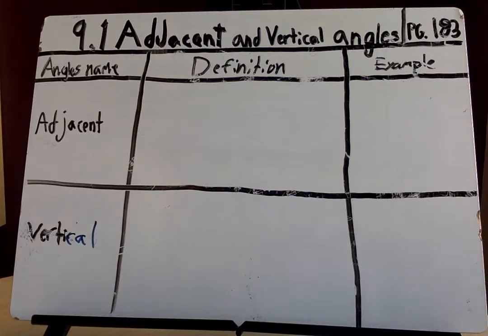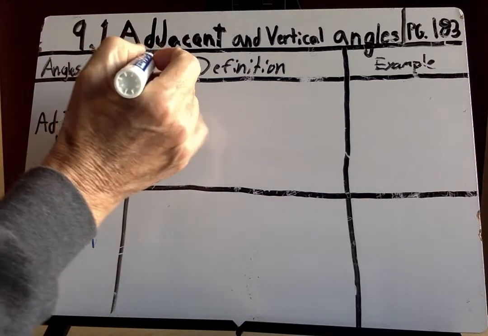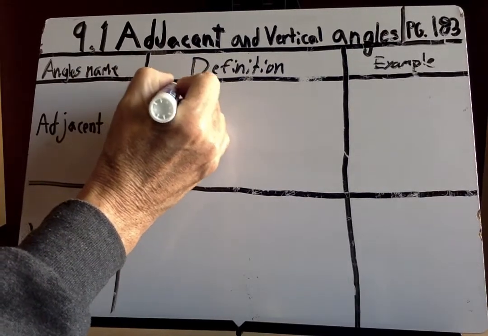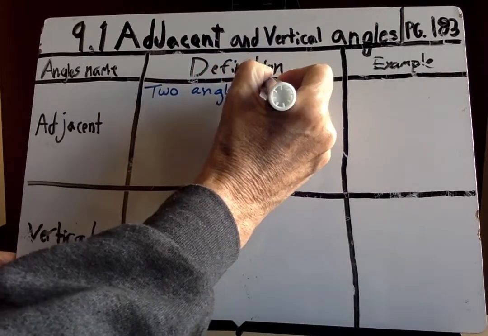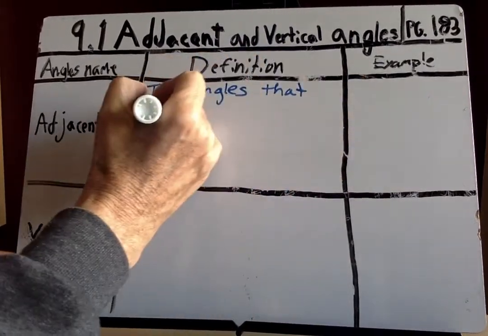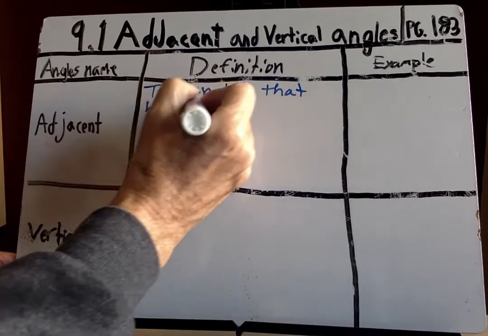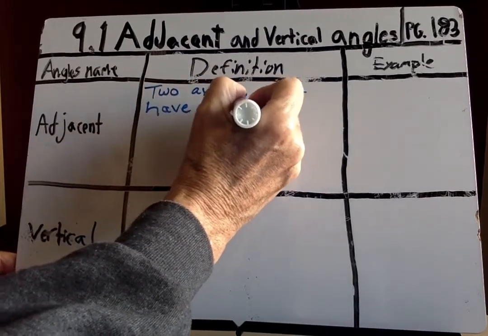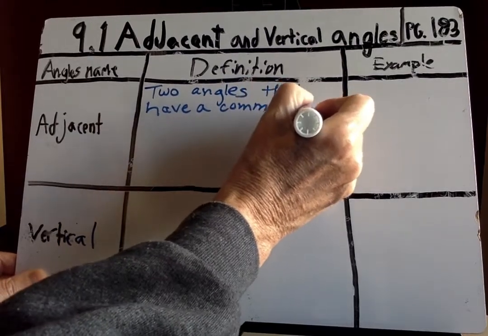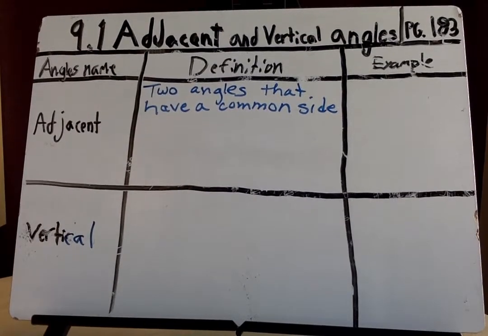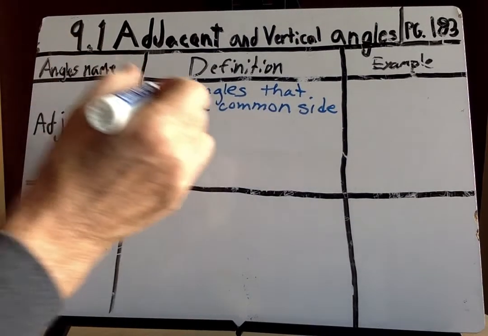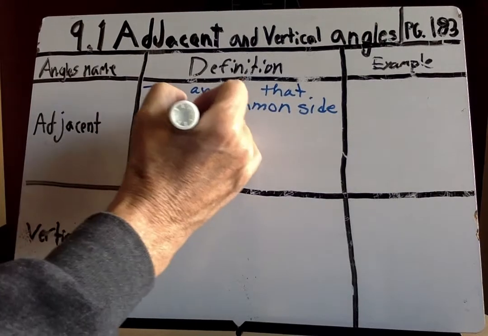First of all, we're going to define an adjacent angle. They are two angles which have a common side and a common vertex. Okay, so we write two angles that have a common side, and again this is page 183 in your bright pink packet. They have a common side and a common vertex.